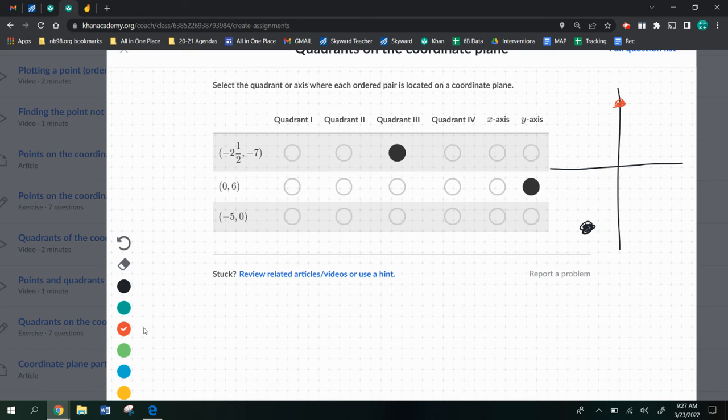Next one, -5, 0. So start at the center. I'm going to the left, 5. But I'm not going up or down because my second number is 0. So this one is on the x-axis, the horizontal line.